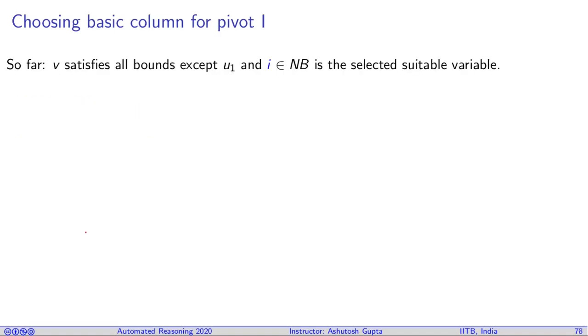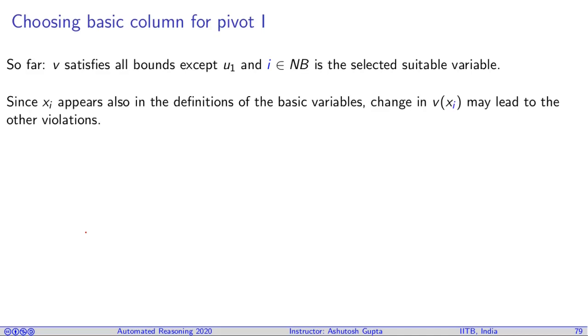Now let's try to get the intuition. How am I going to choose the basic variable to pivot with this non-basic variable, and how is it going to help me reduce the violation difference? Since xi also appears in the definitions of the basic variables, all non-basic variables appear in the definition of other basic variables. So if we change the value of xi, the way we are going to decrease the violation difference, it may lead to some other violations, right?